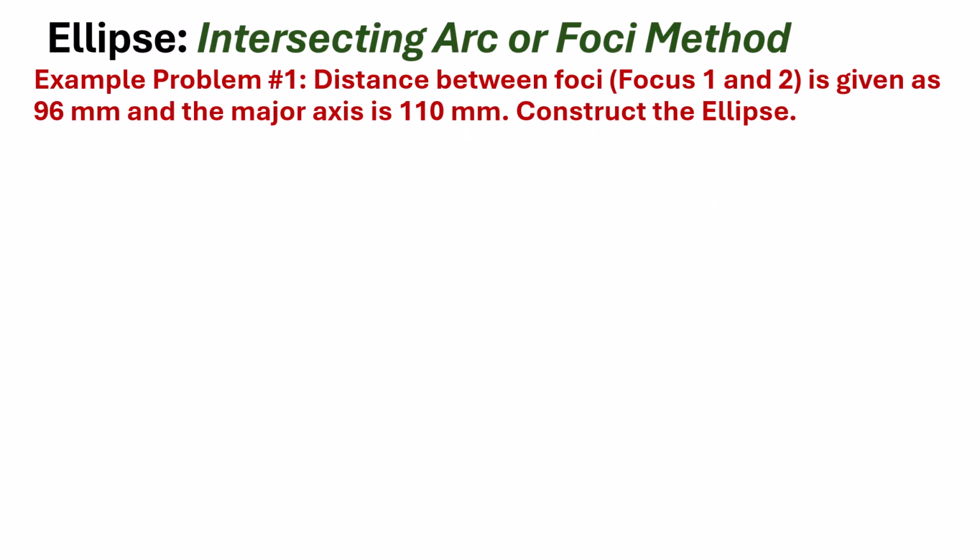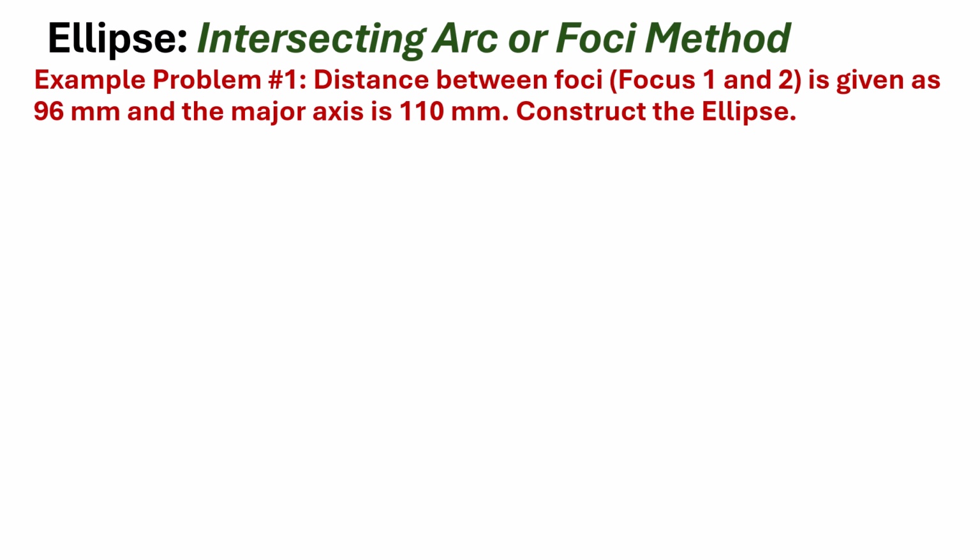So here is the problem for drawing the ellipse by intersecting arc or foci method. The problem says that the distance between foci, that is focus 1 and 2, is given as 96 millimeter and the major axis is 110 millimeter. So construct the ellipse with this information.